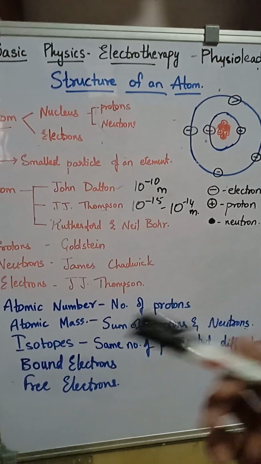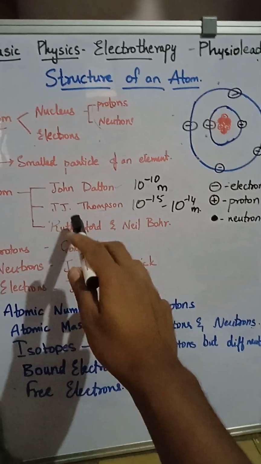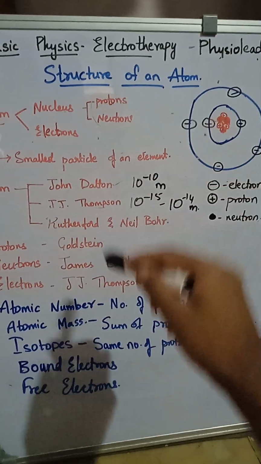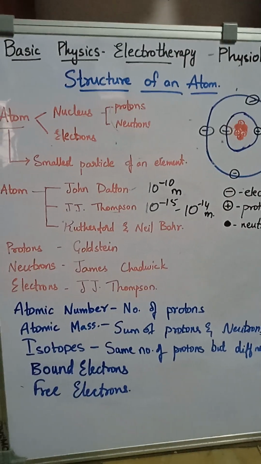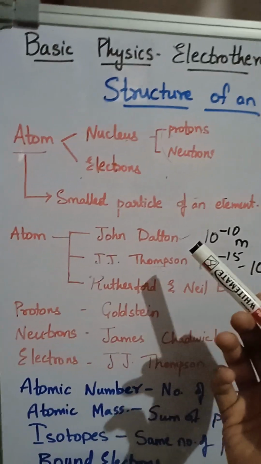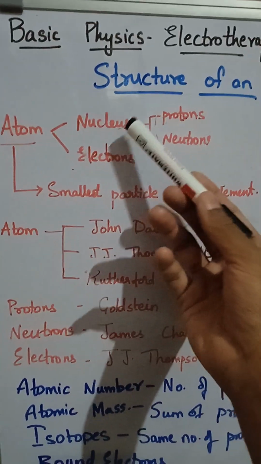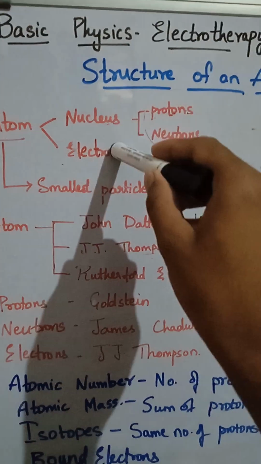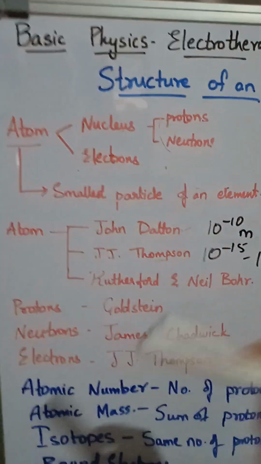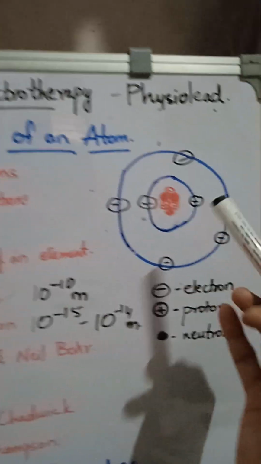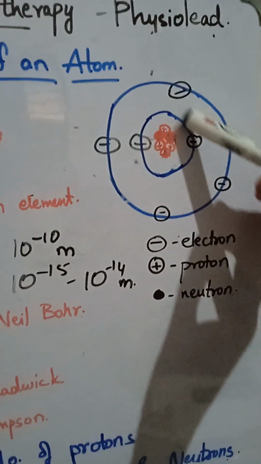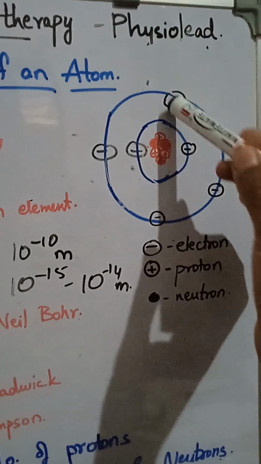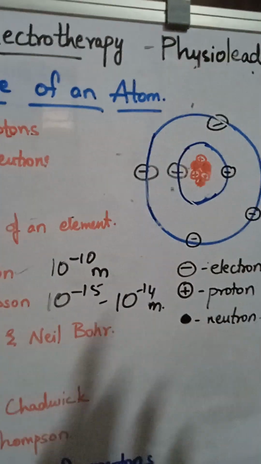Then the atom's structure was described by J.J. Thomson, and then it was further modified by Rutherford and Neil Bohr. So what are the components of an atom? Atom consists of nucleus and electrons. Nucleus is centrally located and electrons are peripherally revolving around the nucleus. So this is the structure of an atom in which the nucleus is centrally present, and around the fixed orbits the electrons, that are negatively charged particles, are revolving.